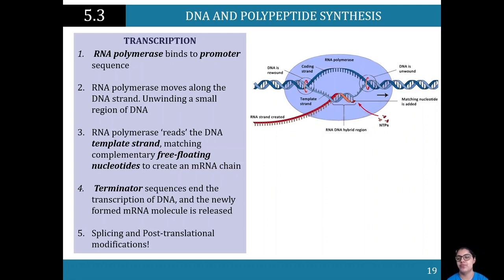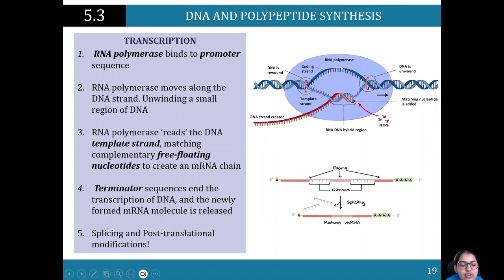So once that has happened, RNA polymerase will move along the DNA strand and it will unwind a small region of the DNA. So this is the coding strand, the strand that we actually want to code. To get this strand, we're going to code its complementary strand so that we can get this combination here. RNA polymerase is going to read the DNA template strand, and then it's going to match the complementary free-floating nucleotides to create an mRNA chain. And it does that. It creates the mRNA chain.